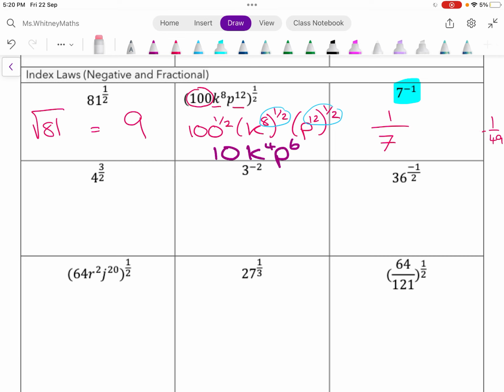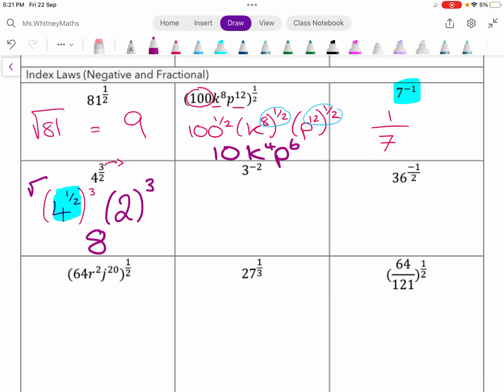Okay, I'm just going to erase that so we're not confused with the answers. Now, the next one, we've got 4 to the 3 over 2. So, it's going to be 4 to the half, then cubed. We're going to take this out and do it after. So, this means square root. So, we're going to get 2 cubed, because this in the bracket becomes a 2. 2 cubed is 2 times 2 times 2. It just gives us 8 as a final answer.